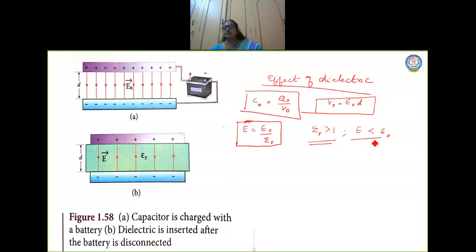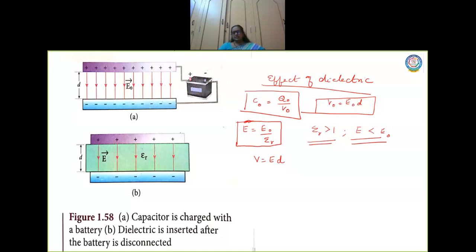Epsilon R is greater than 1, so E is less than E naught. If E is going to be lesser than E naught, then what happens to the potential? We need to bother about the potential also. What is the formula for potential? V is equal to E into D. So what happens to the potential? The potential also will be reduced.